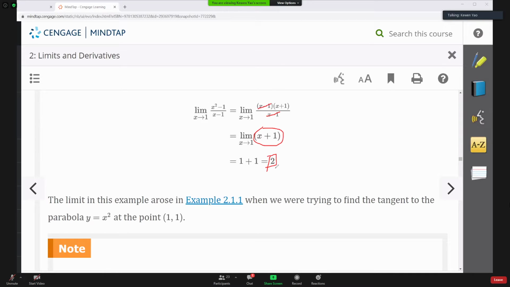Okay, so here we have to use algebra. If we don't use algebra, then we cannot solve it. So algebra here is very important, at least in this section. Now let's go to the next example. In this problem, we found the answer, which is 2, by using algebra. Let's look at another example.